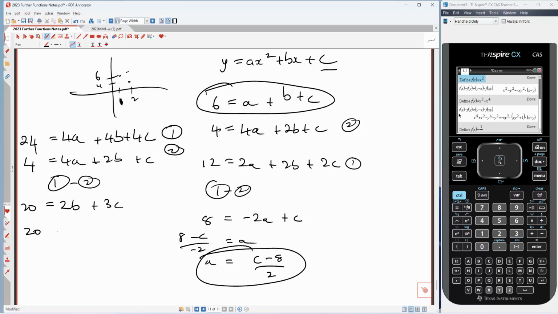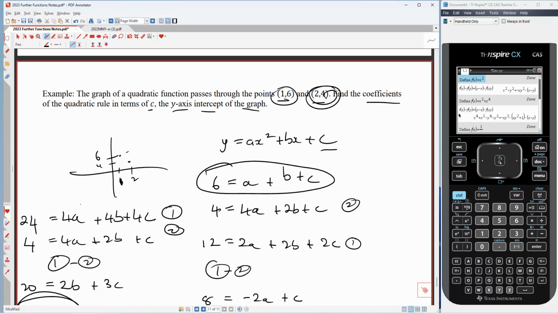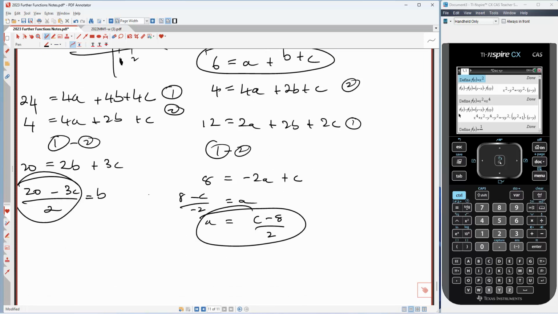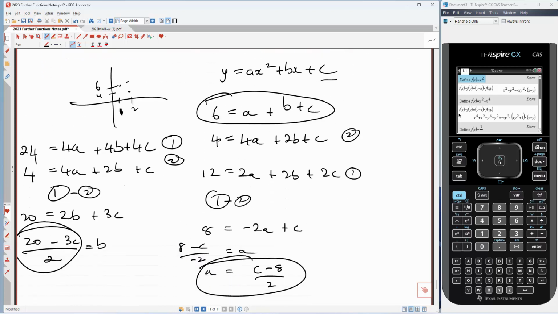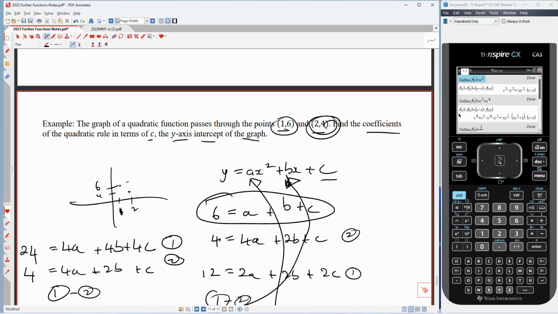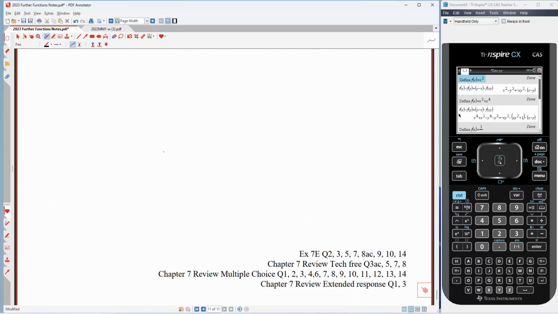So I've got 20 take away 3c all over 2 equals b. So I've got my b coefficient now. Find the coefficients of the quadratic rule in terms of c, the y-axis intercept of the graph. So there are our coefficients: our a coefficient is this one, our b coefficient is this one. I could write it out if I wanted to. It doesn't tell me to, but I could stick that there, and I could stick that there. I'm allowed to do that because they said in terms of c. All right, and that's it.